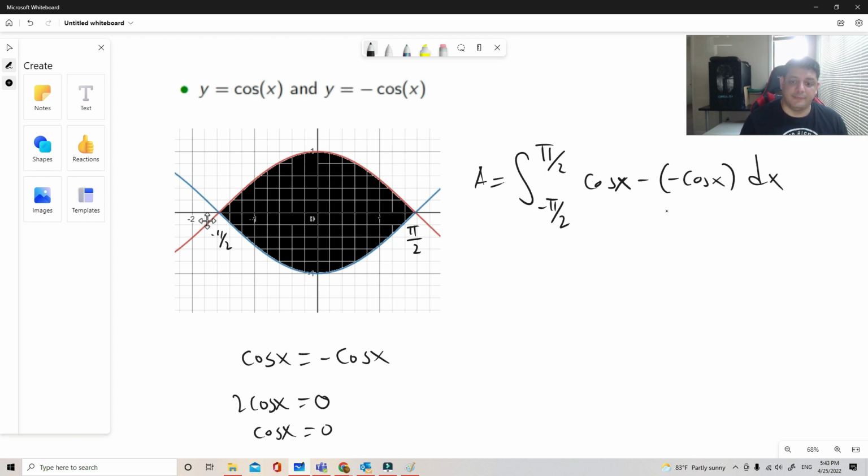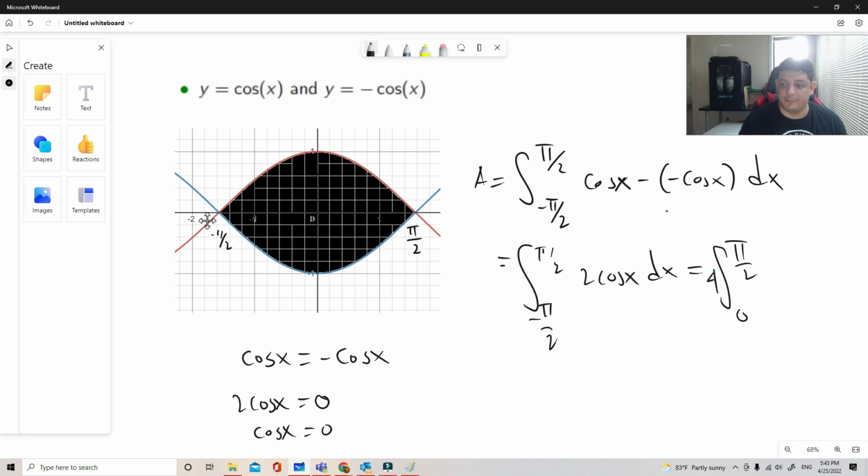Once you have set up the area, you have that this is just the integral from minus pi half to pi half of twice cosine of x dx. There's a lot of symmetry in this particular integral, so you can use the symmetry property. Notice that this is just going to be twice the area from 0 to pi half. So you can use twice that, and it's going to be 4 times the integral of cosine of x dx.